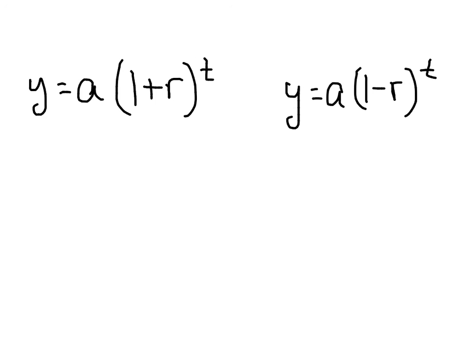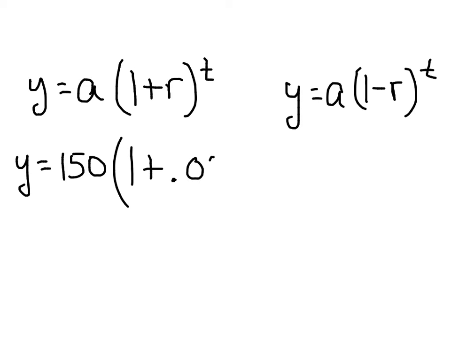A stands for the what? The initial amount, 150. So we bought the lamp for 150 bucks. 1 plus, when we put the rate in there, how do we put it in there? Decimal form, 0.0215. If it would have been the other one, then I would subtract it. But for this, what is 1 plus 0.0215? 1.0215.